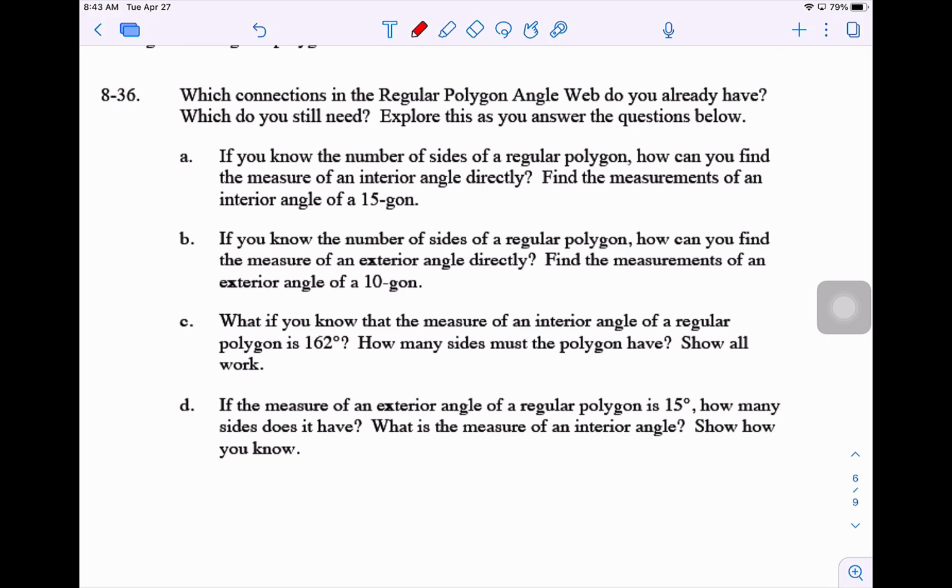So you can take this one and set it equal to 162.